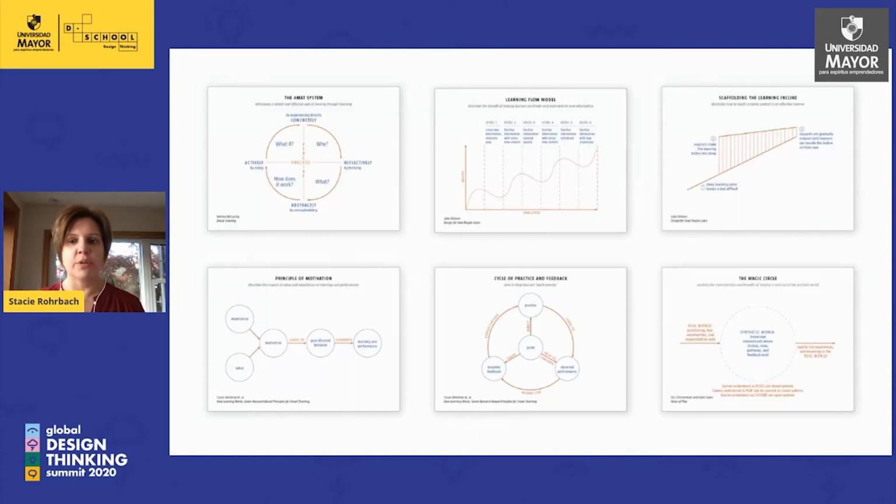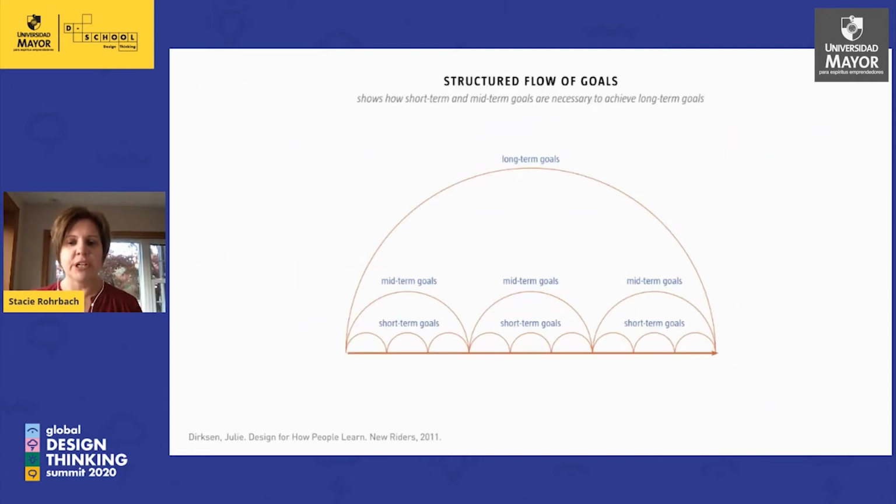Throughout the course, we studied a range of theories that are rooted in design, curriculum development, learning science, psychology, and architecture, to name a few, and strive to apply them in design practice. And I'll be taking you through some of these theories and approaches. One particular theory that resonated with the sustainability food team was the structured flow of goals by Sebastian Deterding, presented by Julie Dirksen in Design for How People Learn.